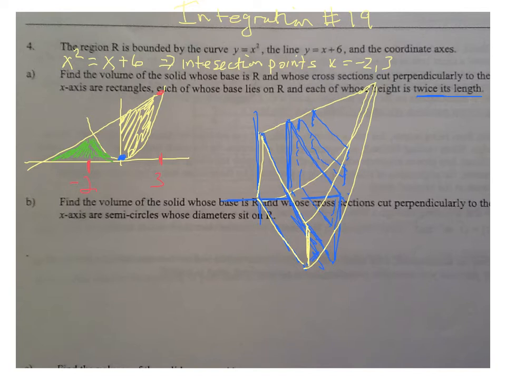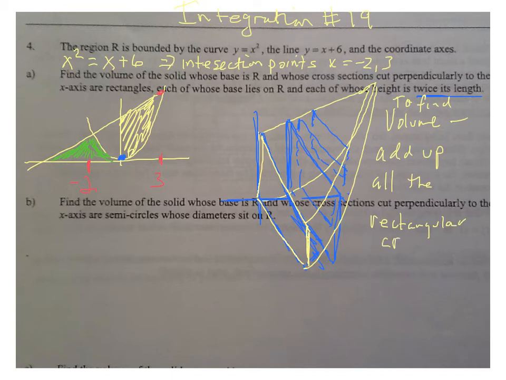So in order to find the volume of this object, you need to add up all the cross sections. In our case, the rectangular cross sections. They could be any form whatsoever. The next one we're going to do are semicircles. You could have right triangles. It could be anything. The main idea is that you are adding up whatever the area of that cross section is.